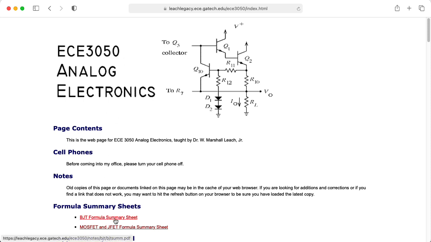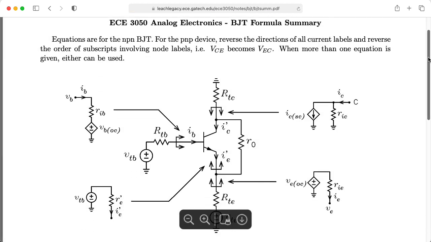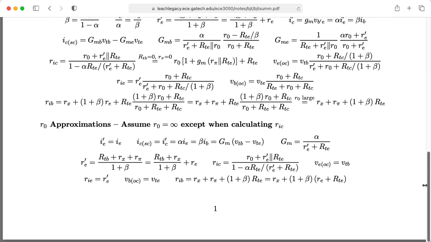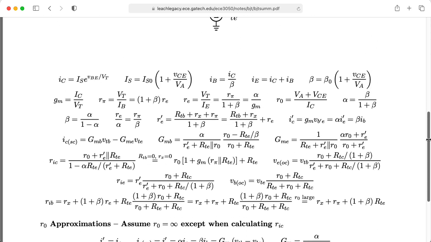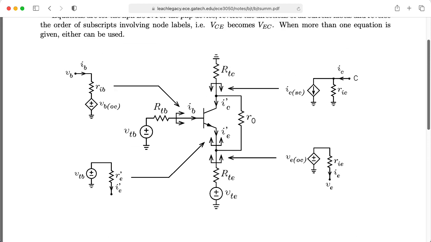And we have this BJT formula summary sheet with these Thevenin equivalent circuits and Norton equivalent circuits and the associated formulas for these circuits. I recommend printing this out and having it handy when watching this lecture and the remaining BJT focus lectures. You should make big copies of it and put them on poster board and hang them on your wall. You should become highly acquainted with this formula sheet.